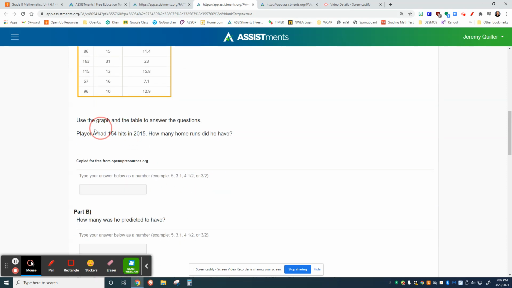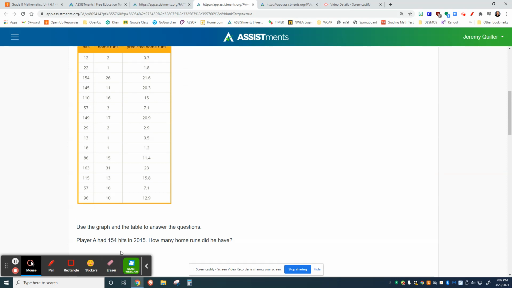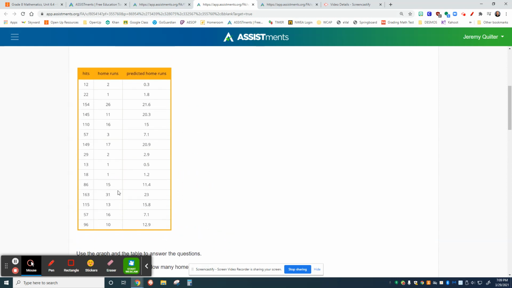As we look at this, we're going to use the graph. Player A had 154 hits in 2015. How many home runs did he have? So we'll take a look back up in here, and you need to find 154 hits. Talk about how many home runs, looking in the middle column. Just a quick, simple answer. How many were they predicted to have?